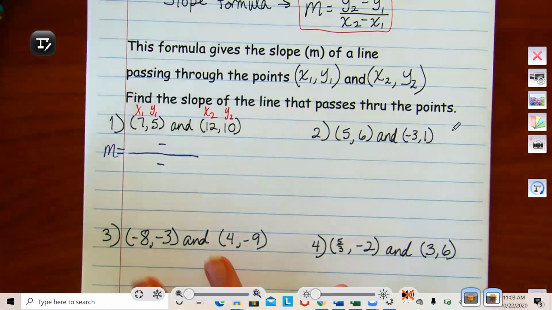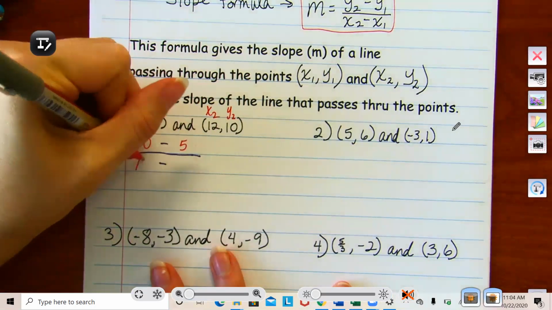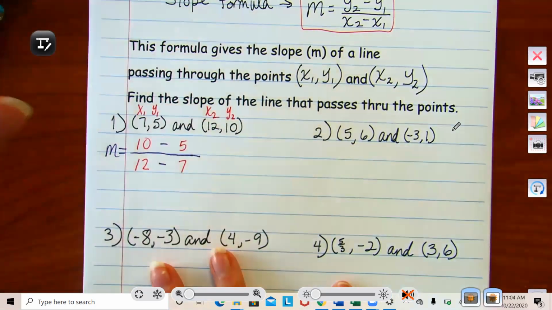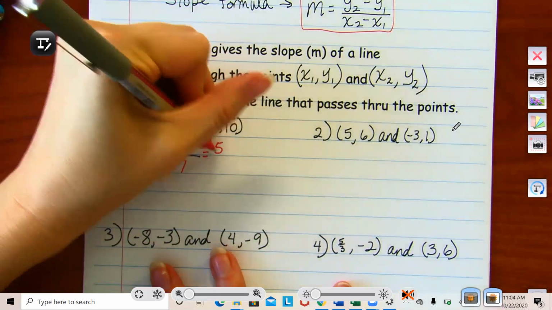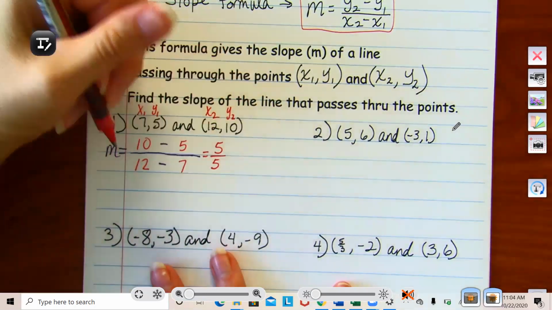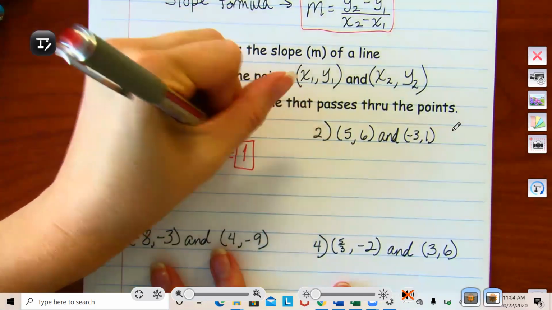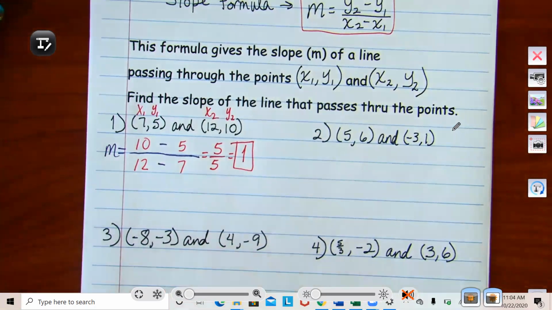Then fill in the numbers. So it'll be 10 minus 5 over 12 minus 7. So 10 minus 5 is 5, and 12 minus 7 is also 5. So 5 over 5 equals 1. So the slope is 1 in that case.